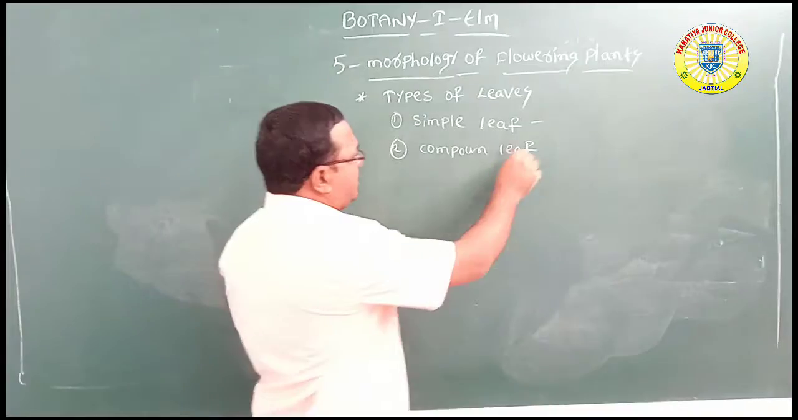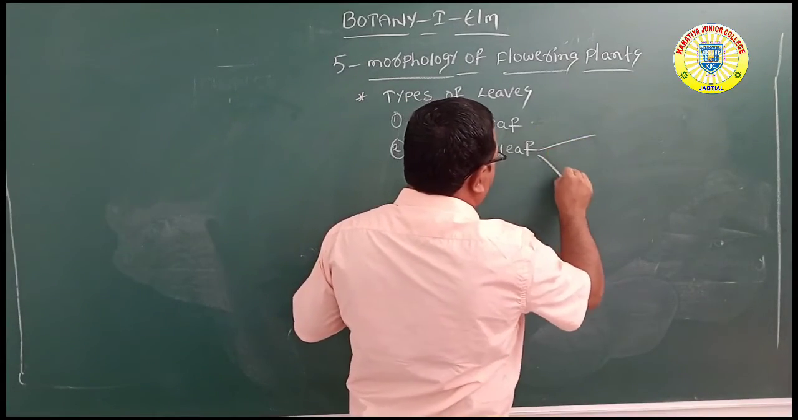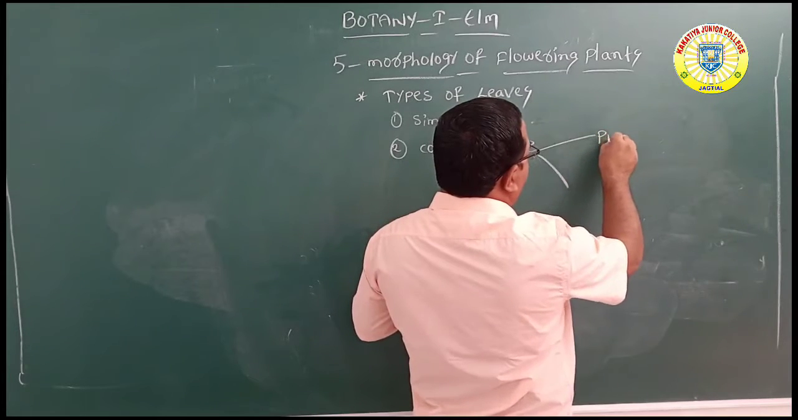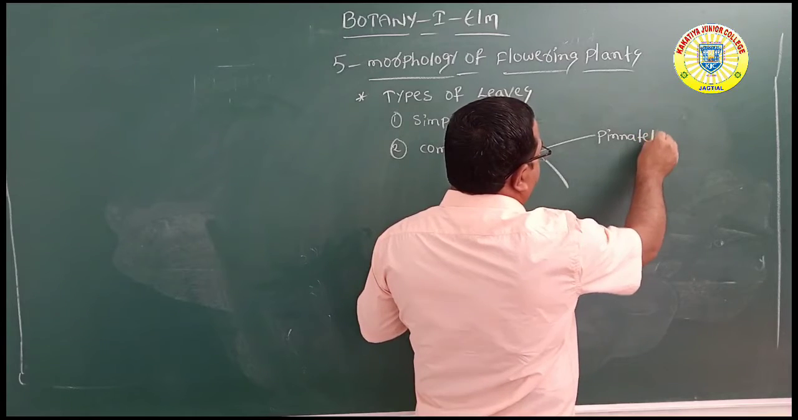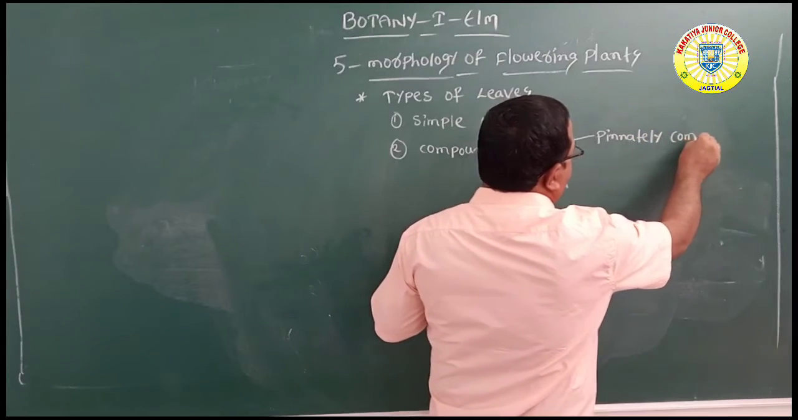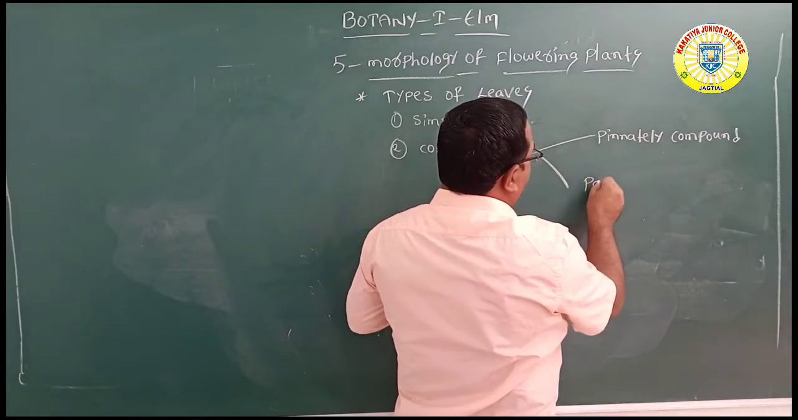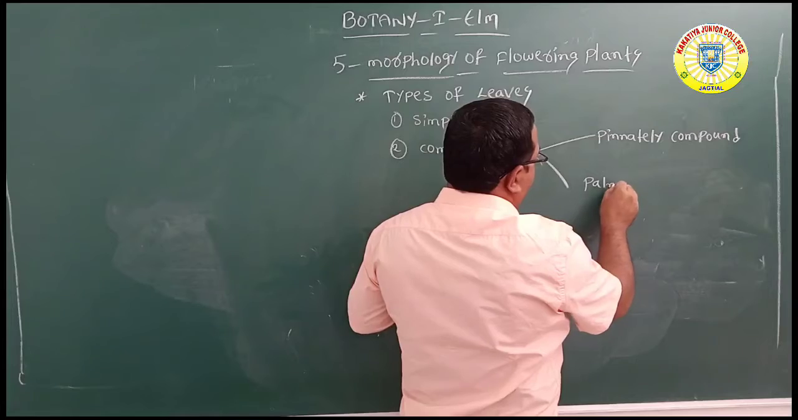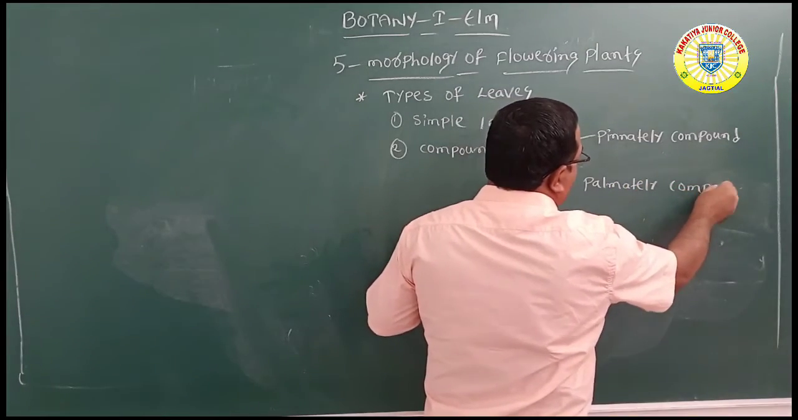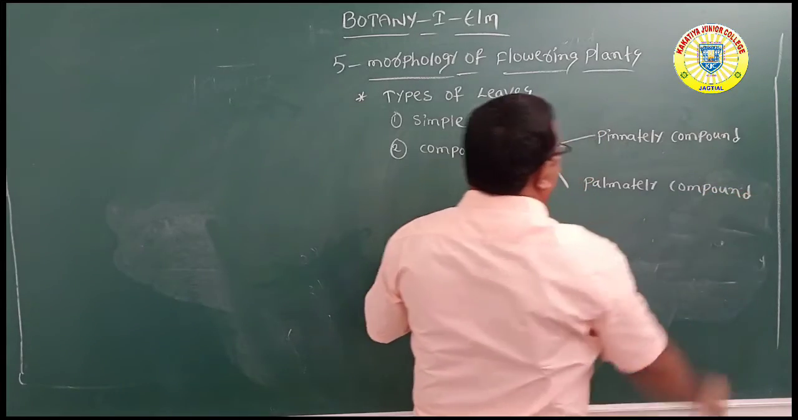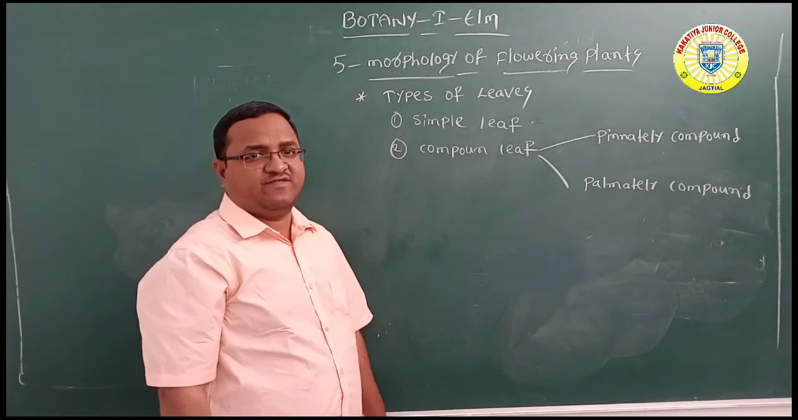The compound leaf is mainly two types. One is pinnately compound leaf. Second one is palmately compound leaf. Pinnately compound leaf, palmately compound leaf.